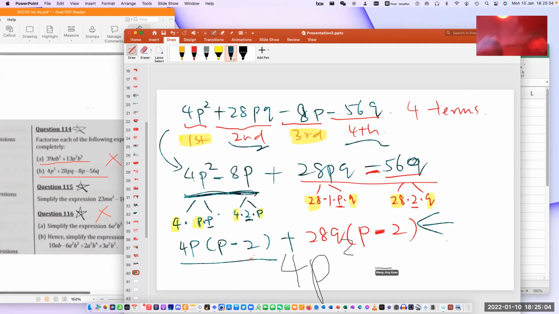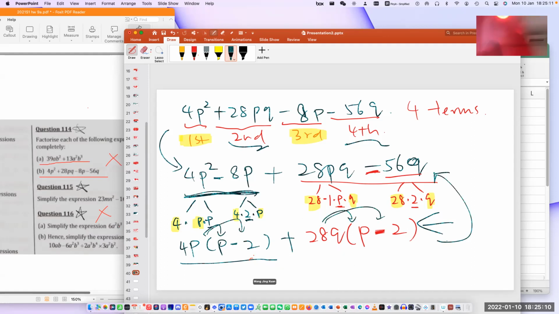4p squared. No, you don't want to open it up. If you open it up, you will end up with the... I mean, you can test, but now it's not for you to test. Now it's for you to continue to factorize. Can you see that you have this common? You have this in common. Can you see that?